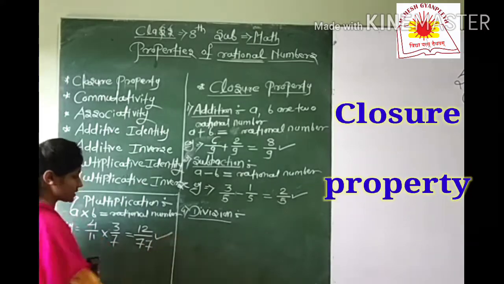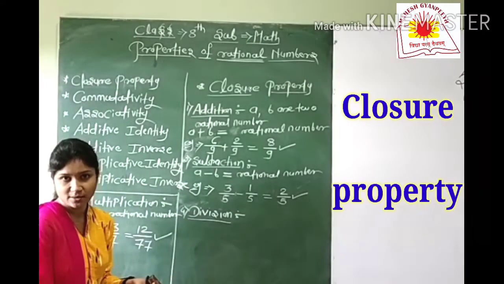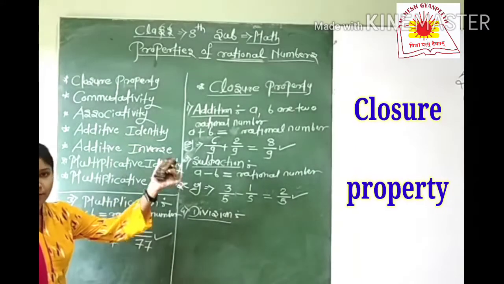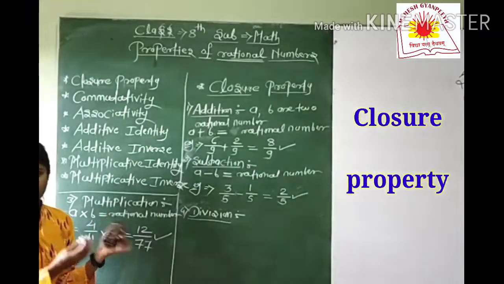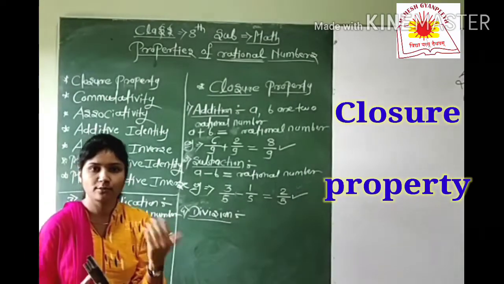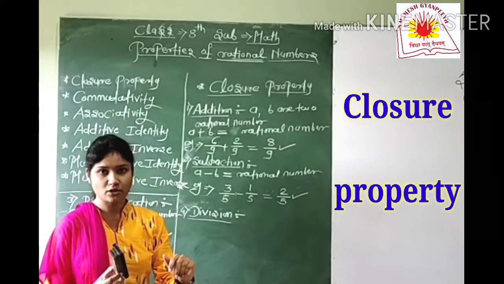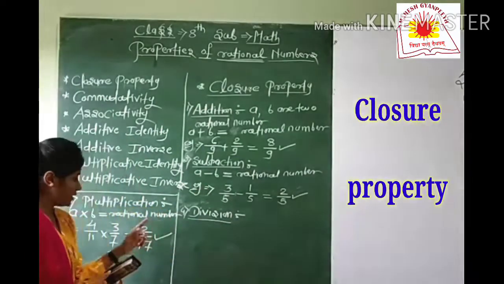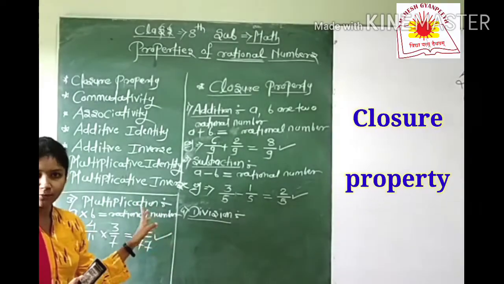Then 12 upon 77 is also a rational number. So the closure property is also applicable on multiplication. When we multiply two rational numbers, their product is also a rational number. This is the closure property of multiplication.